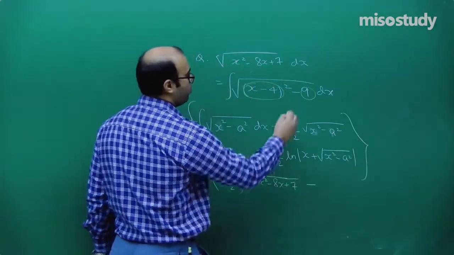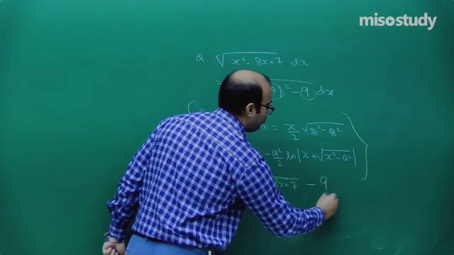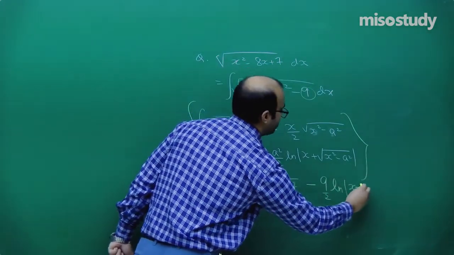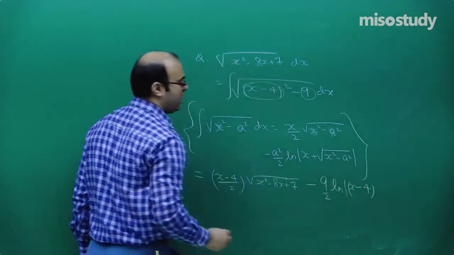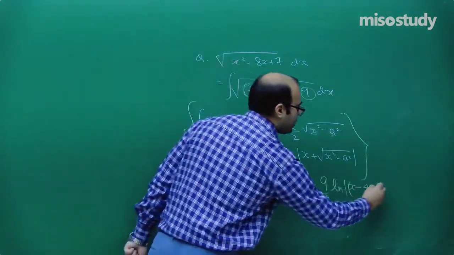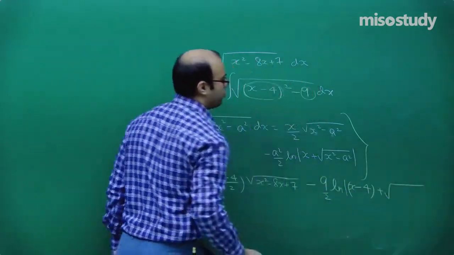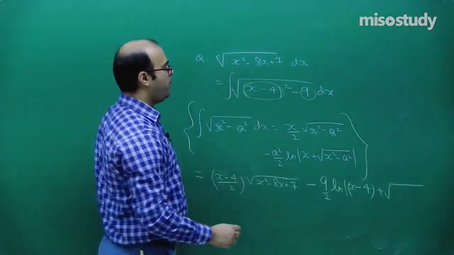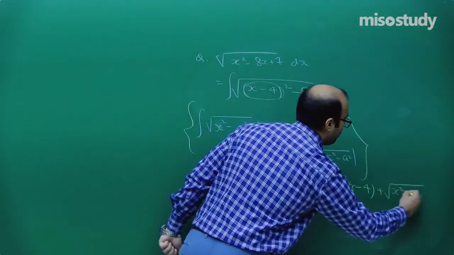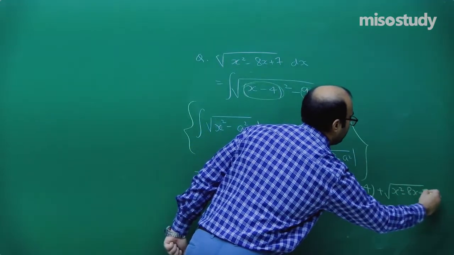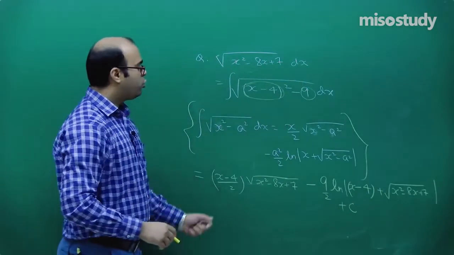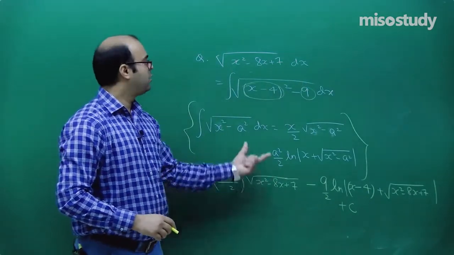Minus a square by 2, which means 9 by 2, and log of mod of x minus 4, which is actually taking the place of x, plus root over x square minus a square. If you find x square minus a square, this is the term which is actually x square minus 8x plus 7 again. So we write it like this, mod of this plus constant of integration. So this is what you will get as the answer of this question.